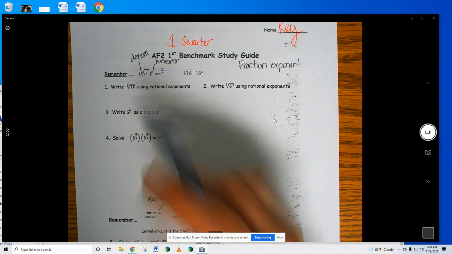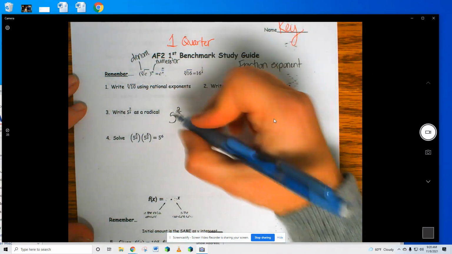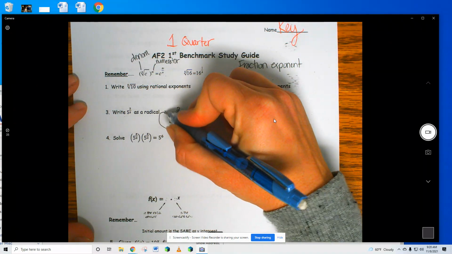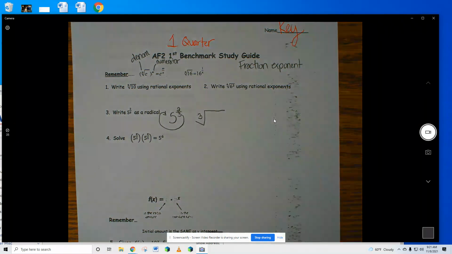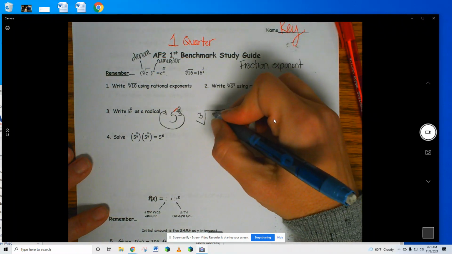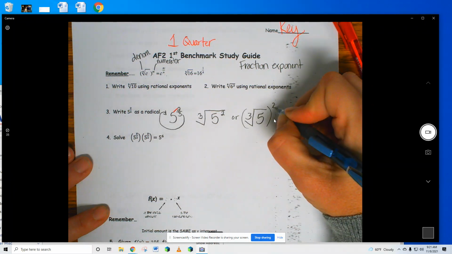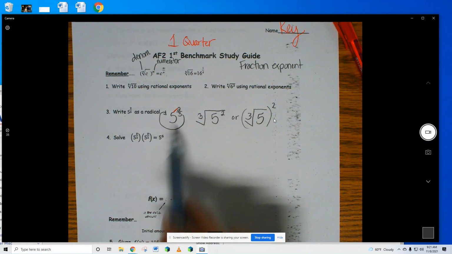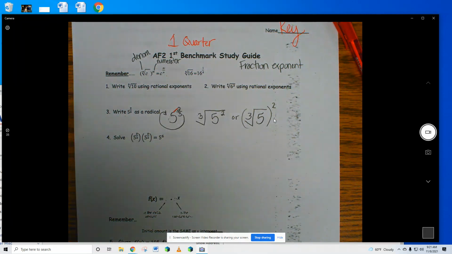If I have something like, let's do number 3 first, that's easier. 5 to the 2/3 power. The 3 denominator goes down and becomes the root. That's a good way to remember it. And the number that's closest to it, the numerator of 2, stays with it. So it'd be like 5 squared, or sometimes you might see the cubed root of 5, and then the whole thing is to the second power. Either way, the 3 is in the root position. That's the denominator. And the 2 stays with the 5. Stays with the power. So that was number 3.